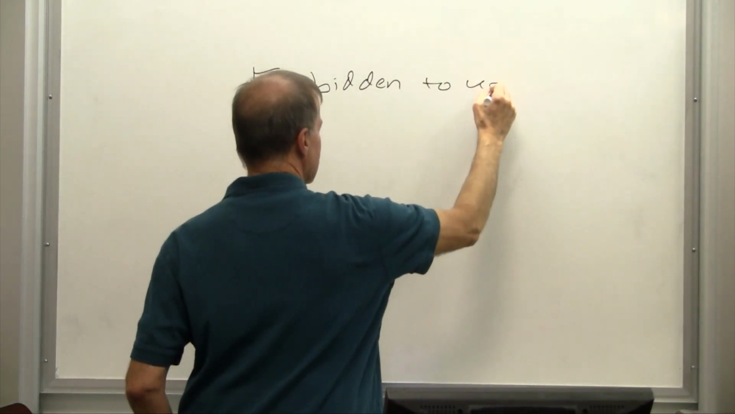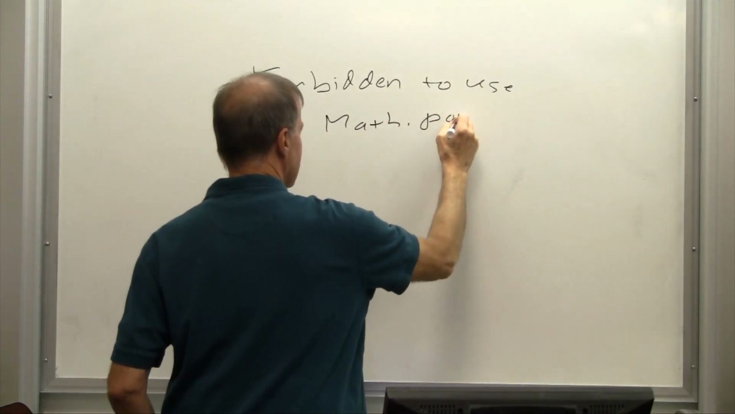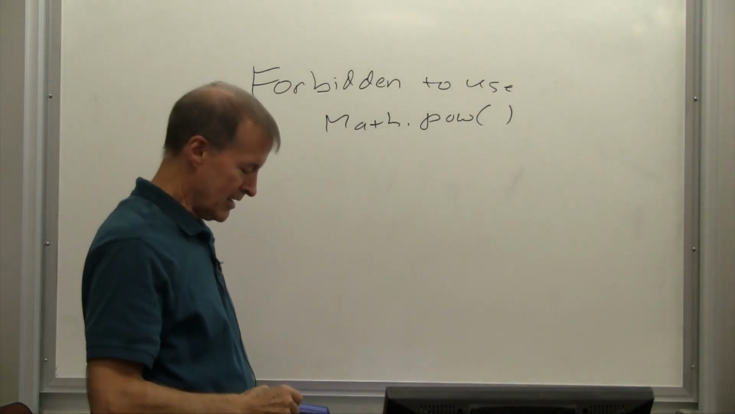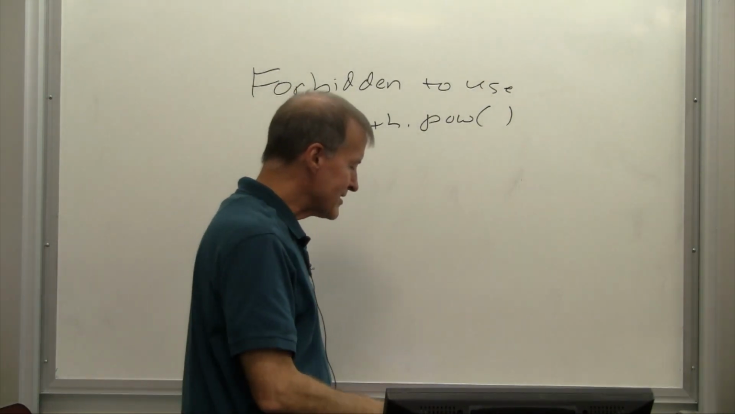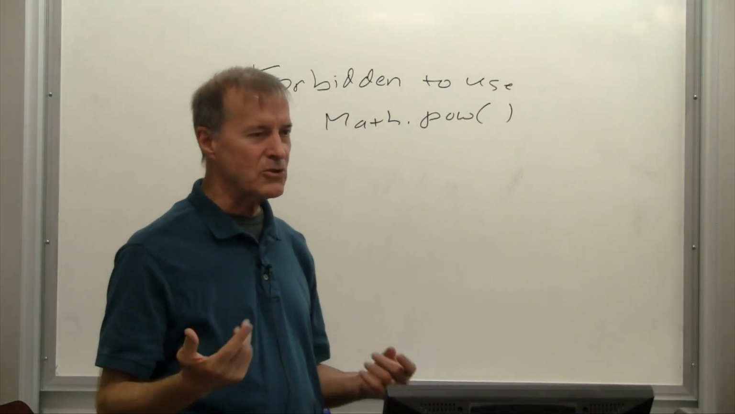Forbidden to use Math.pow. Is that the name of the function? Okay, now, because look, inside Math.pow is undoubtedly some kind of a computation that involves a loop.